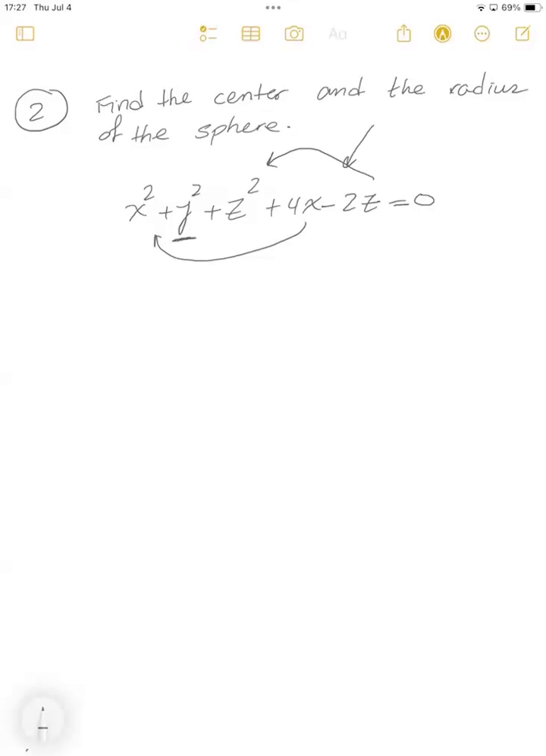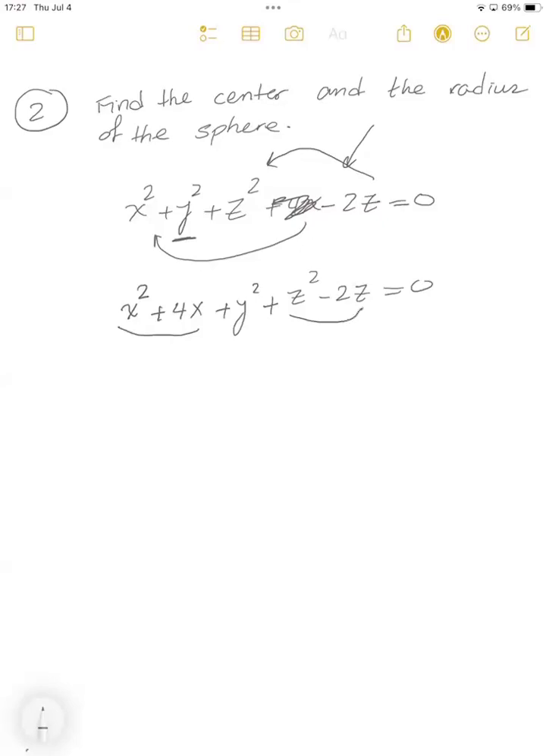So let's write this as x to the power 2 plus 4x. So that 4x moves here. Then I have plus y to the power 2. I don't have any other y terms. Then I have z to the power 2 minus 2z is equal to 0. So we rearrange the terms, and then we are going to complete the square for these two and these two.